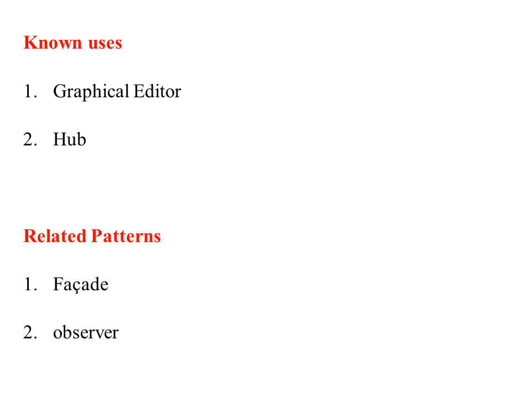The last one is observer. Observer defines one object observing many objects. Here also one object performs as the mediator and many objects are the colleague classes. So these two are the related patterns for the mediator pattern.